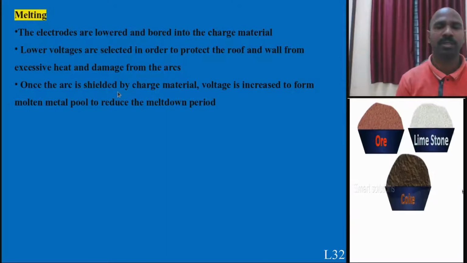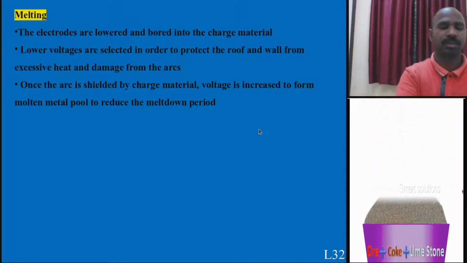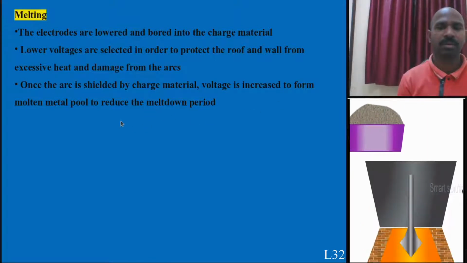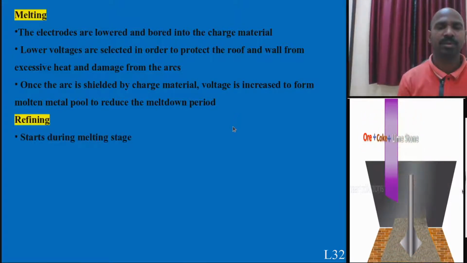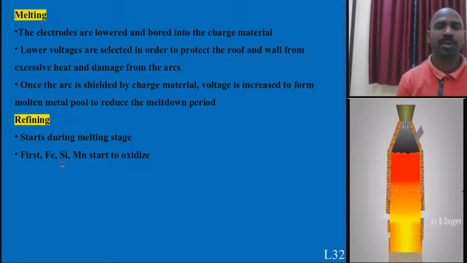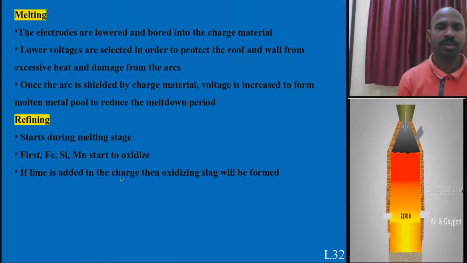For protecting all these things, you choose low voltage. Once the arc is generated, the melting stage is started. Slowly the voltage is increased so that the molten metal pool will increase. Depending upon that, oxidizing slag will be removed and reducing slag will be removed, based on the charged material used. Then, after refining, it is observed that at the melting stage, initially iron, silicon and manganese start oxidizing, so that particular slag will be removed. And if lime is added, oxidizing slag immediately forms.